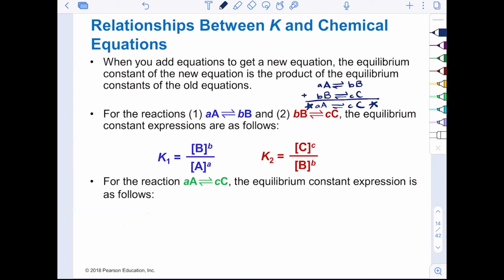Well, let's think about it. For the reaction that we see, products over reactants, we'll call this K3, the new K value for that third equation. What we've really done is we've multiplied K1 by K2, right? The B's cancel each other out, and what we're left with is C over A. So K3: when you add two reactions together, you multiply their K values.